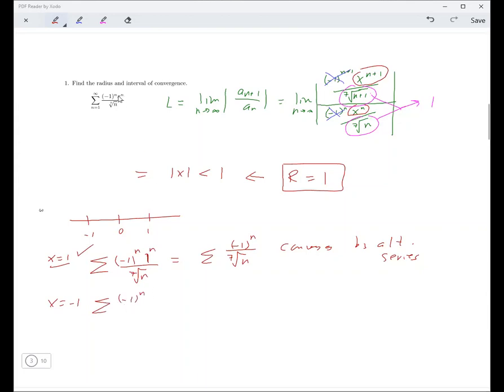And then if you check -1, then you're placing a -1 in here, and they cancel each other out, so they just become 1. And then down here we have n to the 1/7, and that diverges because it's a p-series, and that p is less than or equal to 1, so it diverges. So the interval of convergence will not include -1, but includes 1.